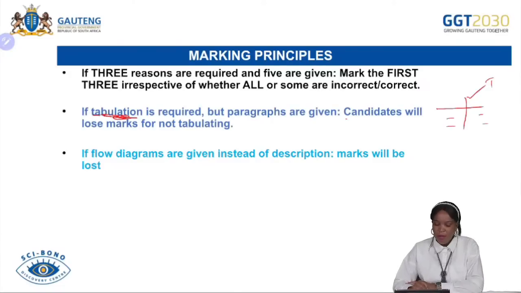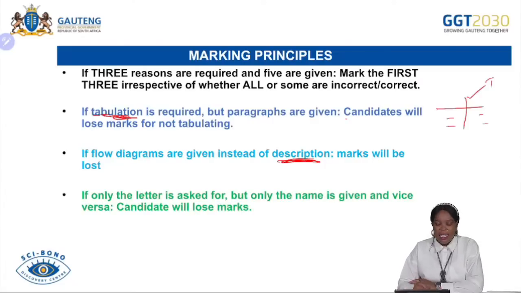Then, if flow diagrams are given instead of a description, marks will be lost. If, let's say, you are asked to give a description of how DNA replication takes place, and then you give the answer in the form of a diagram or a schematic representation, you are going to lose marks, because then you were supposed to describe. So please take note of the verbs that are used when asked questions. Just be sure what you are asked to do.